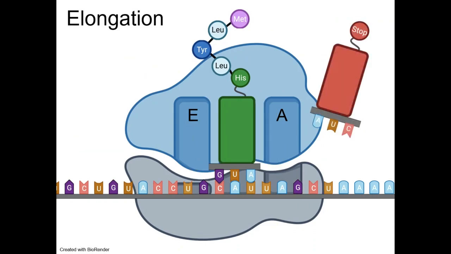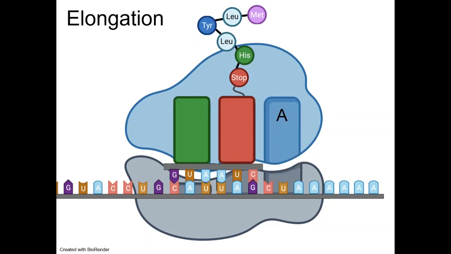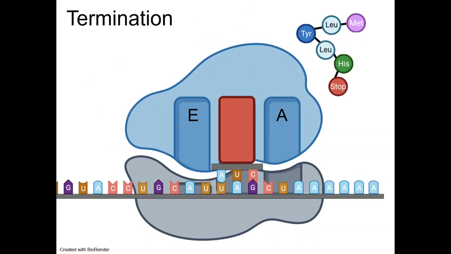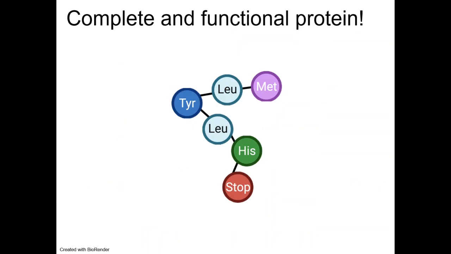To complete the protein, elongation must stop and termination begins. A specific stop codon enters the A site. Stop codons do not have corresponding tRNA molecules, but will bind release factors which release the amino acids and the ribosome subunits. The chain of amino acids is released and leaves the area of the ribosome, and we are left with a complete and functional protein.